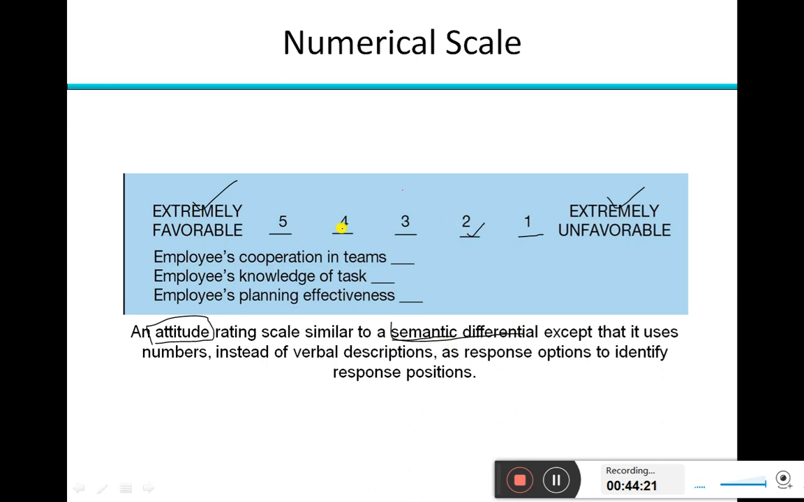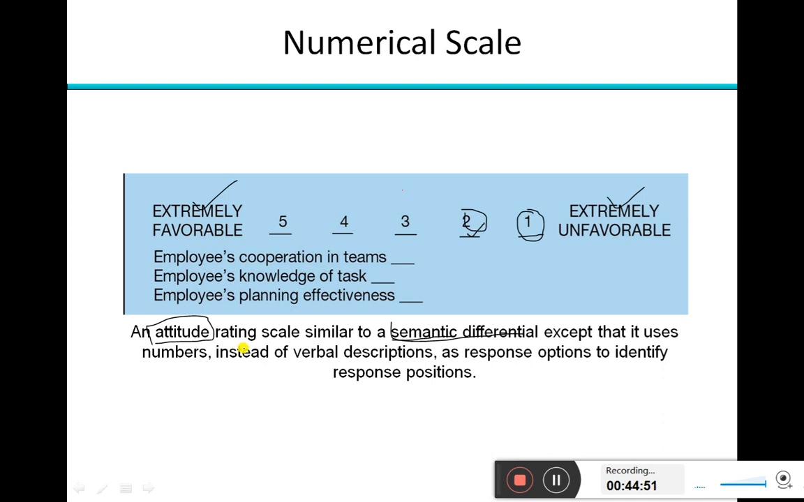While the numerical scale uses numbers when we want to measure the attitude between the two extremes, like extremely favorable, extremely unfavorable. And here, between the two extremes, we have used numbers. 1 shows extremely unfavorable, 2 shows a bit near to unfavorable, 3 is moderate, 4 favorable, 5 extremely favorable.